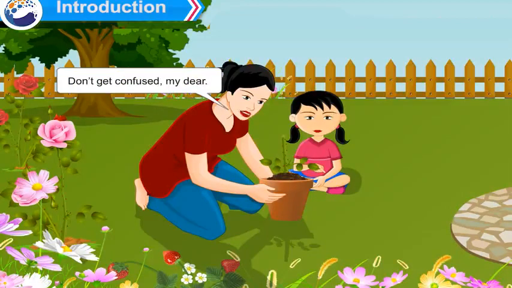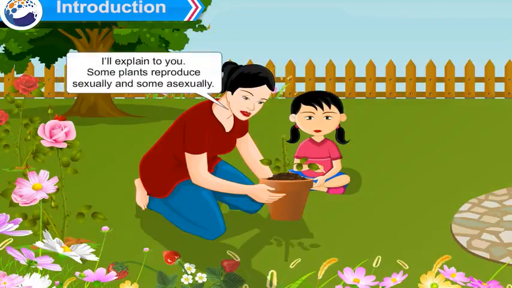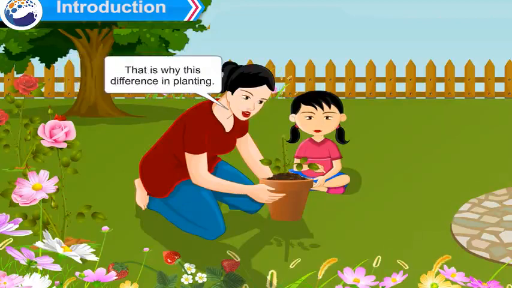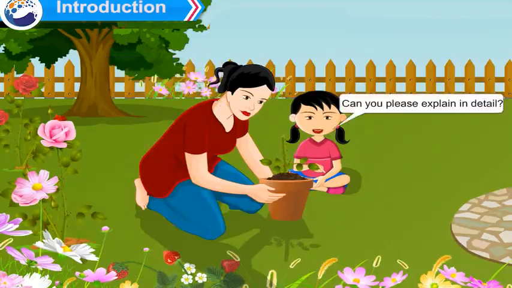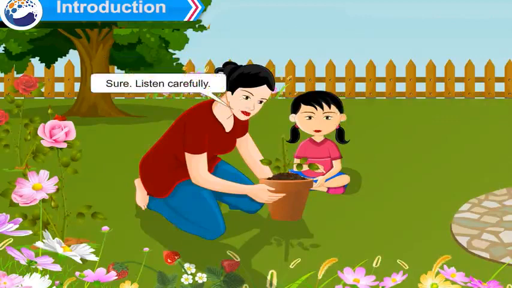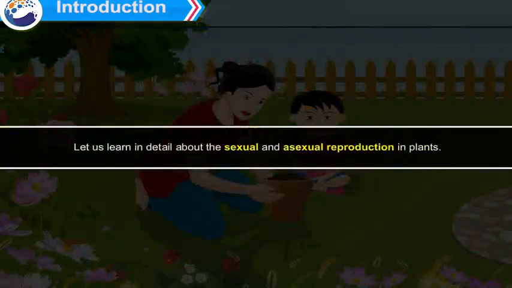Don't get confused, my dear. I'll explain to you. Some plants reproduce sexually and some asexually. That is why this difference in planting. Can you please explain in detail? Sure. Listen carefully. Let us learn in detail about the sexual and asexual reproduction in plants.